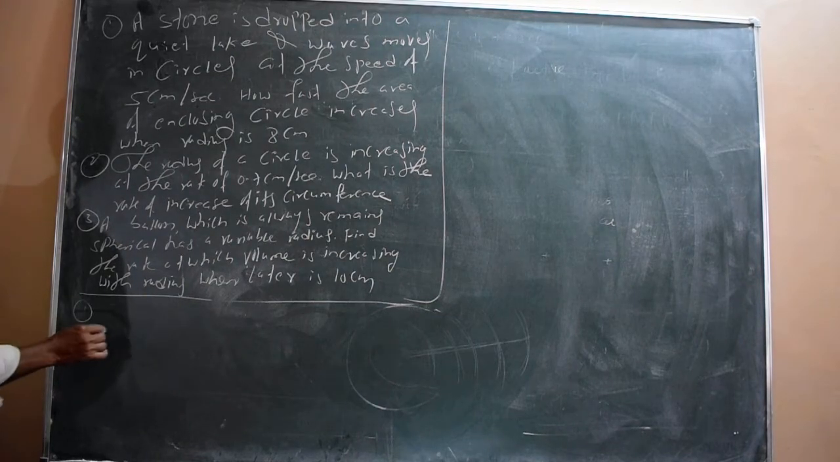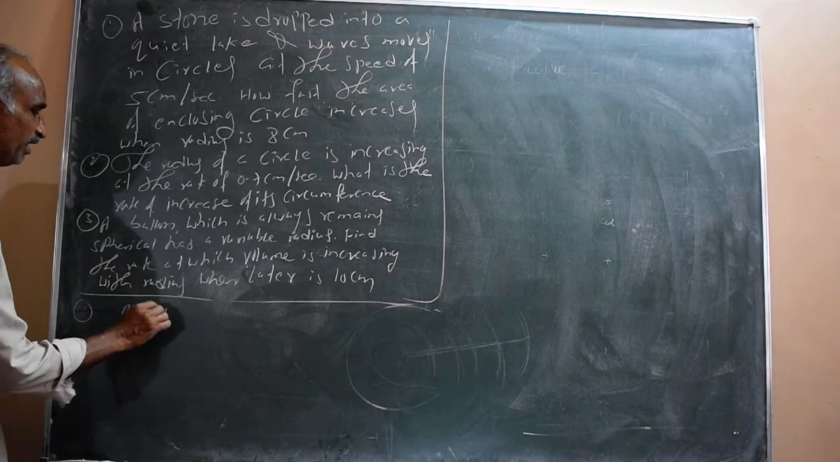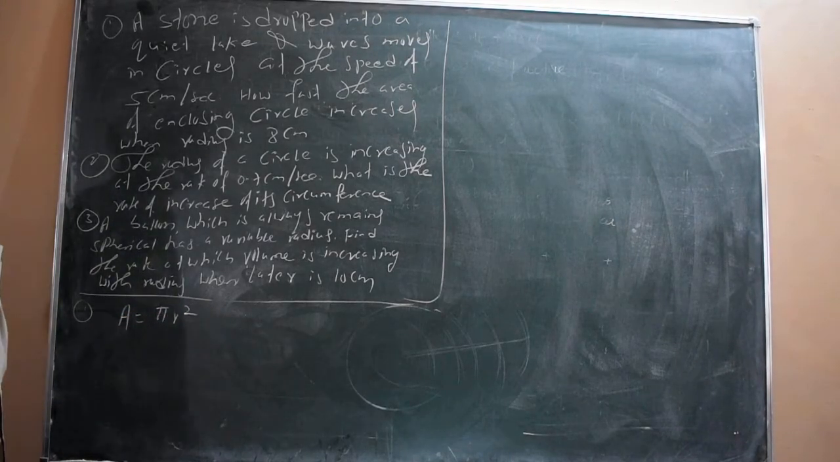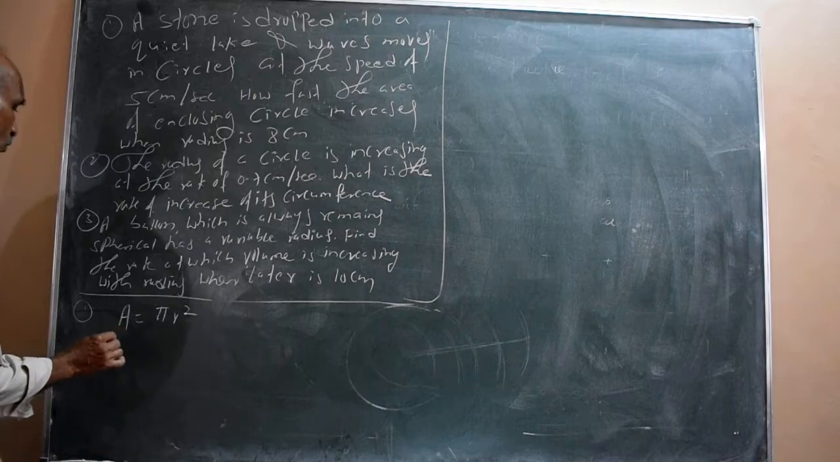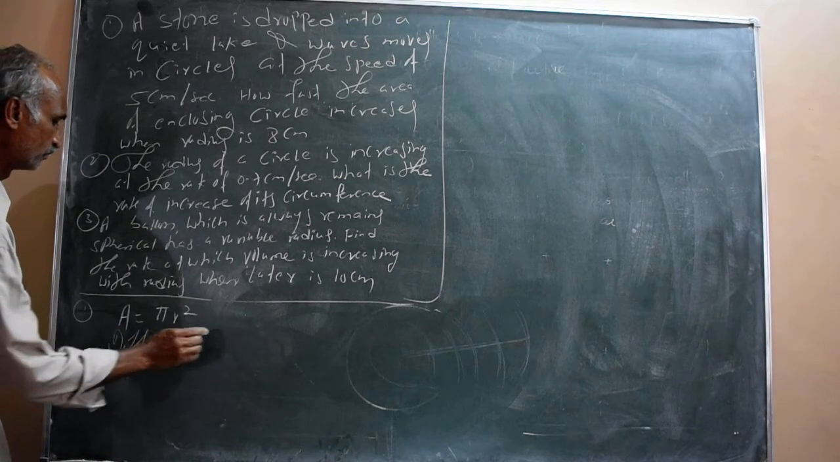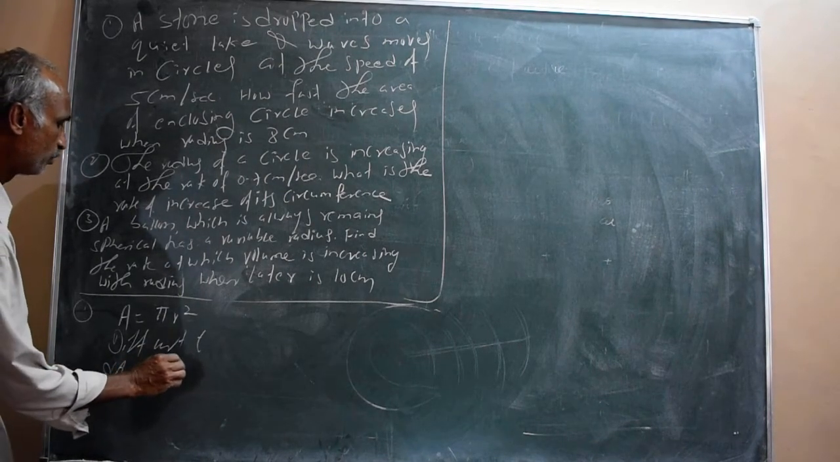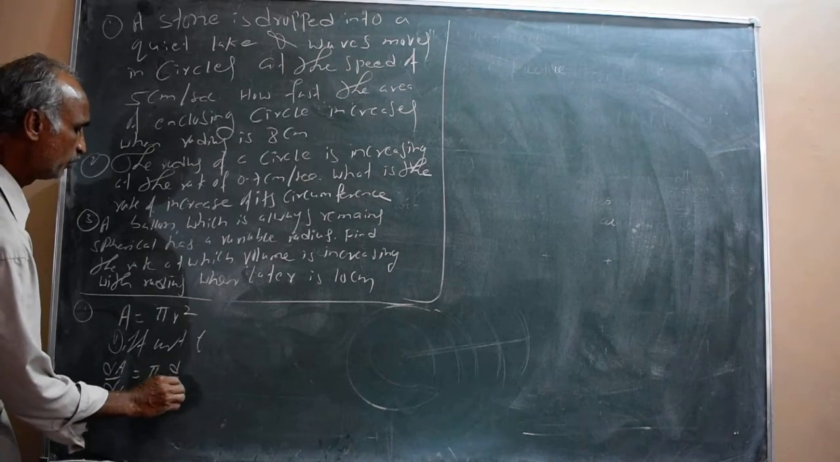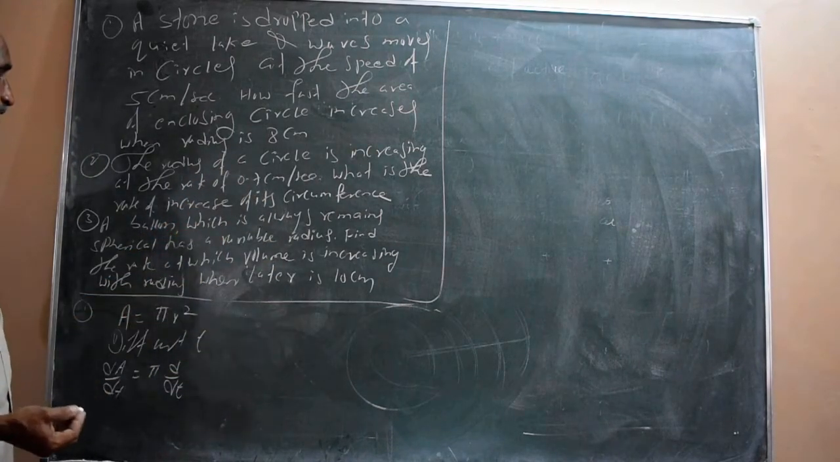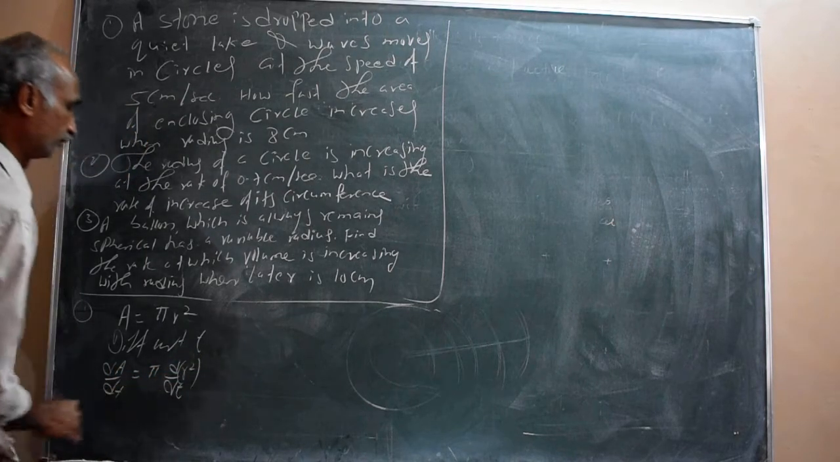Area A equals pi r square. Now, in one or two lines we can solve this problem. Area A equals pi r square. Differentiating with respect to t, dA by dt is equal to pi outside. Here radius is variable, no? Radius is increasing means r is variable. d by dt of r square.